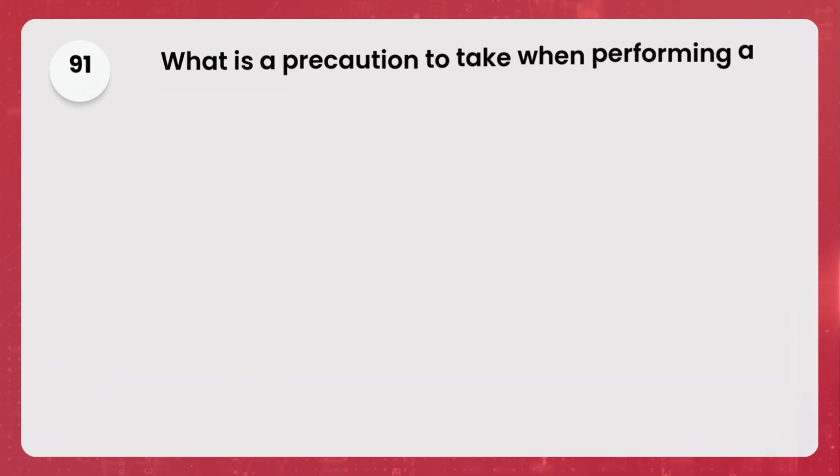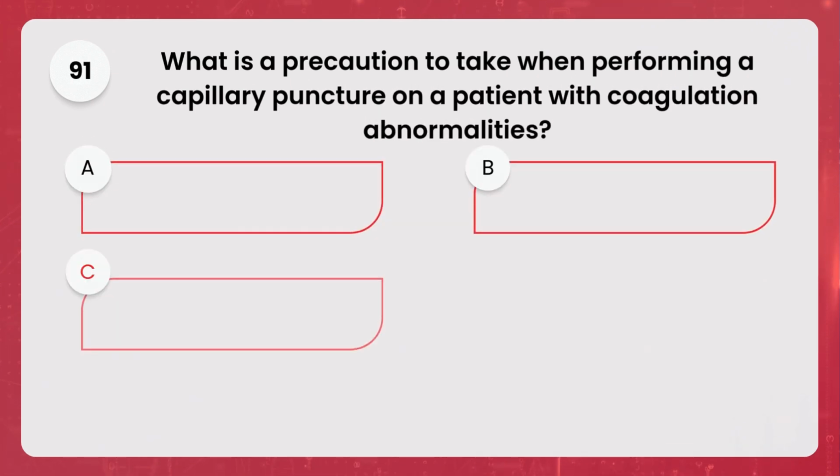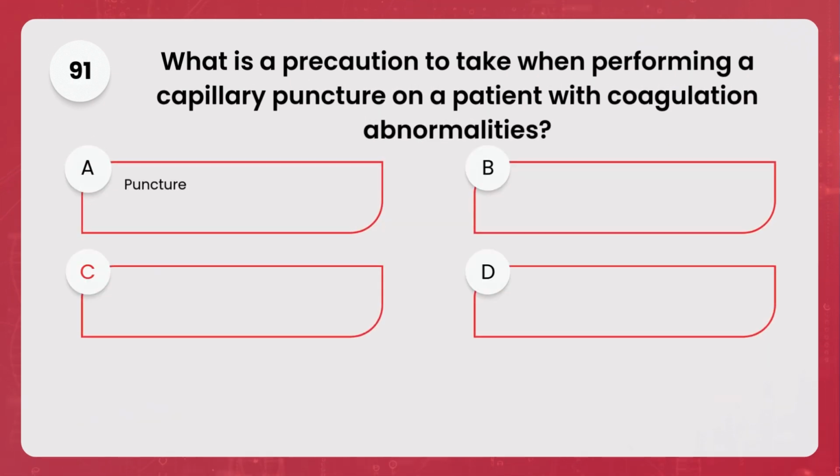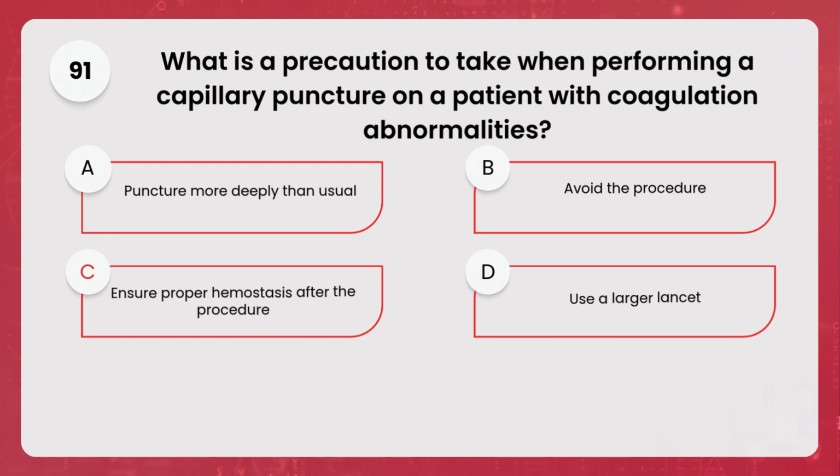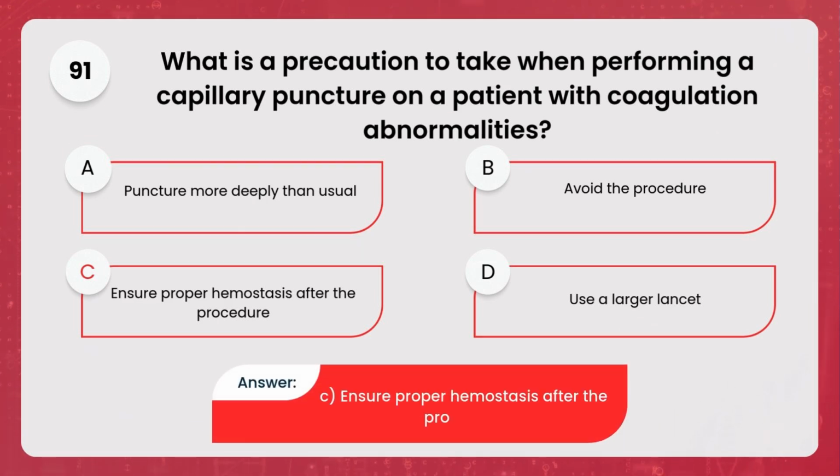Number 91. What is a precaution to take when performing a capillary puncture on a patient with coagulation abnormalities? A. Puncture more deeply than usual. B. Avoid the procedure. C. Ensure proper hemostasis after the procedure. Or D. Use a larger lancet? The answer is C. Ensure proper hemostasis after the procedure.